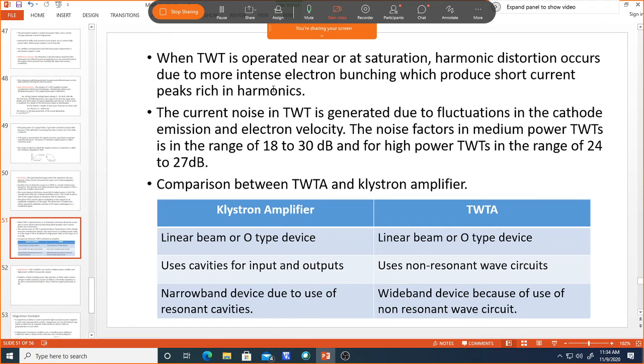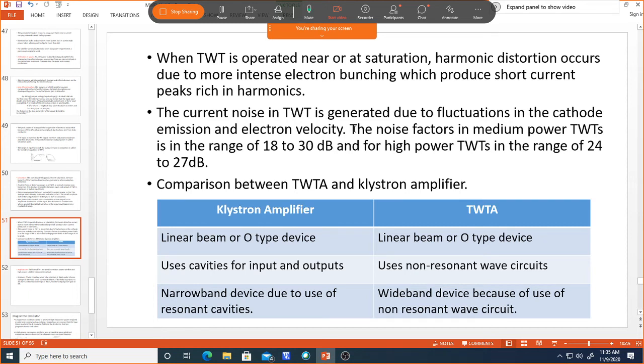And when we operate near the maximum gain point, as I said, harmonic distortion occurs, where higher order modes of the signal cause amplification. Also, distortion occurs due to intense electron bunching, which produces short current peaks rich in harmonics. That means the current peak has higher order harmonics, which produce the distortion.